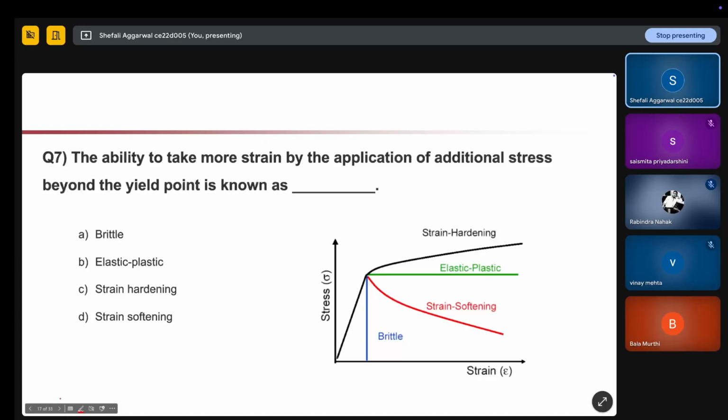Okay, somewhat incorrect, but let's see. Correct. So even after you reach the peak point, if you keep on applying additional stress and it's able to take more strain, that curve is called a strain hardening curve.